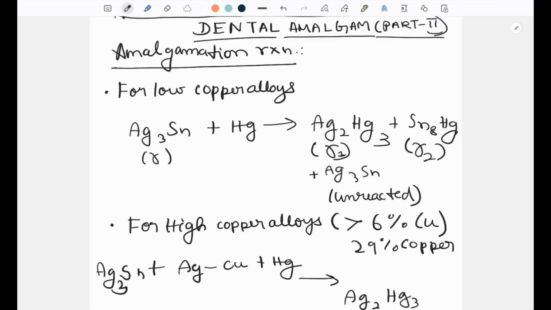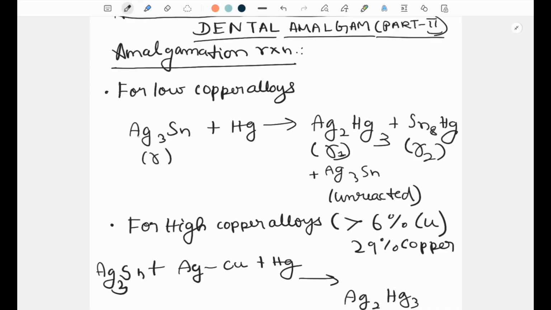Hi friends, today we are going to see the continuation of the dental amalgam part 2. In the previous video we have seen the basics of amalgam, the introduction of the dental amalgam, and then various aspects of its composition and various classifications of amalgam and various pictures about it, and we have a brief idea. So here we are going to see about the amalgamation reaction.